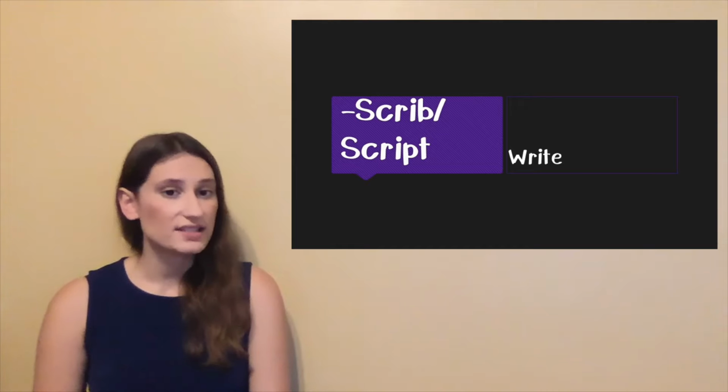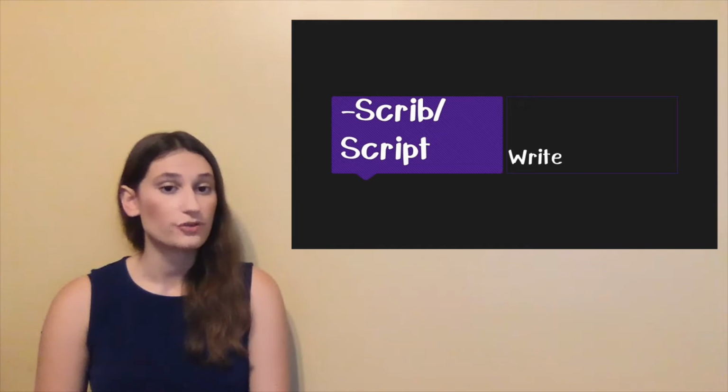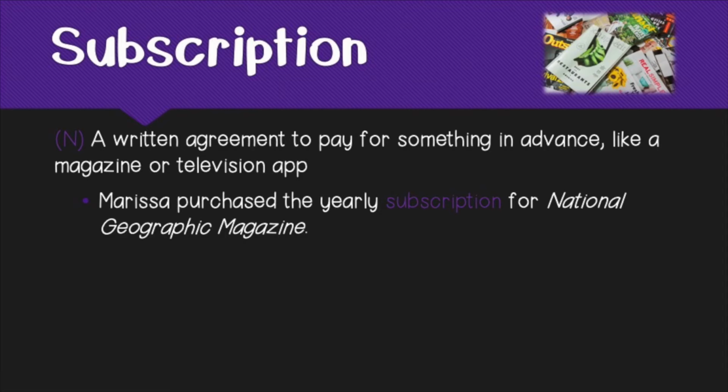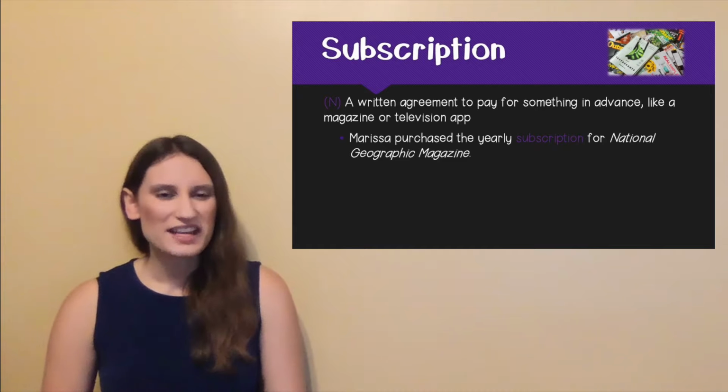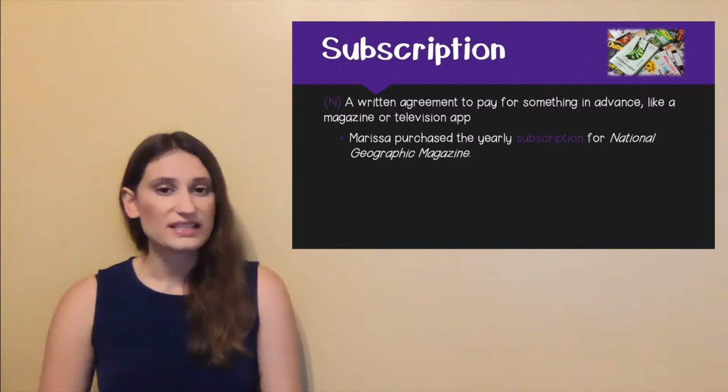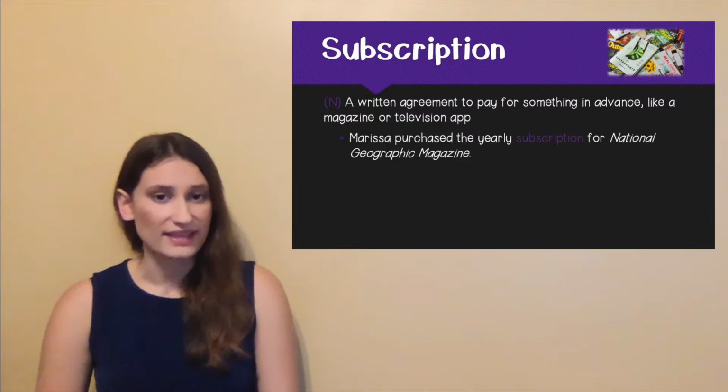Last but not least, we have the root scrib, script, which means write. Subscription is going to start off this section, and it is a noun that means a written agreement to pay for something in advance, like a magazine or television app. Marissa purchased the yearly subscription for National Geographic magazine.